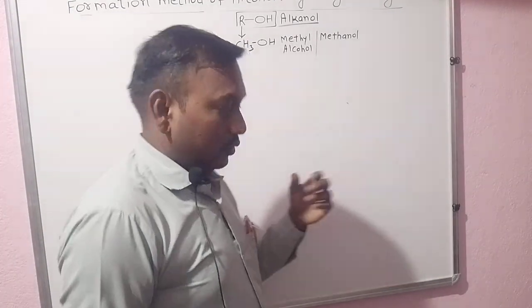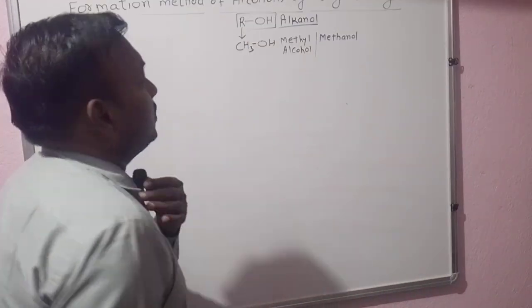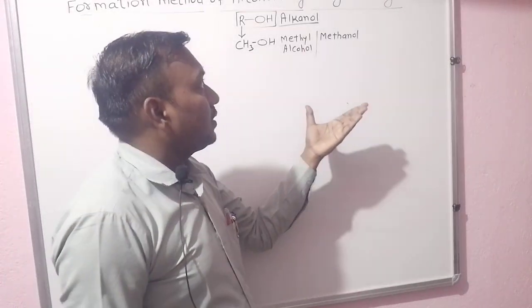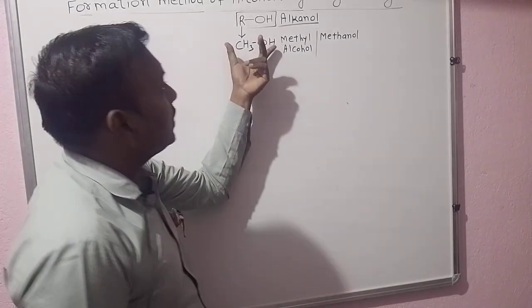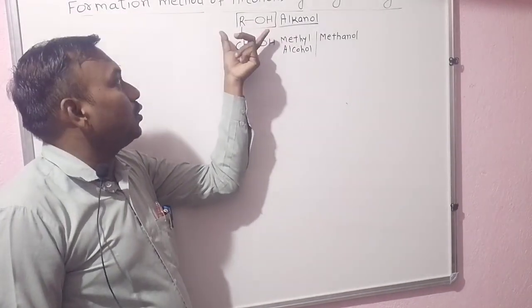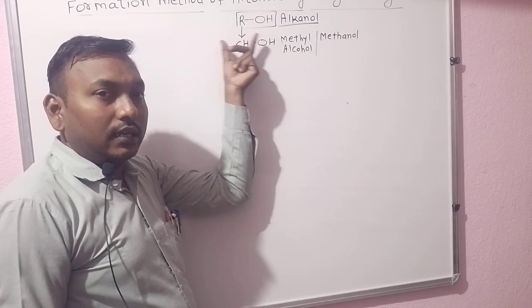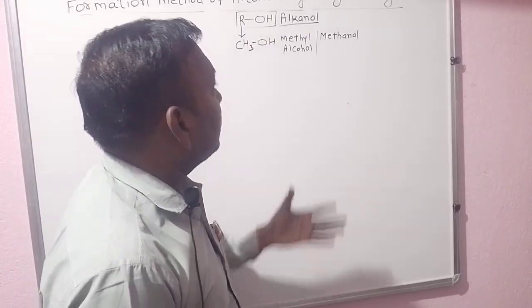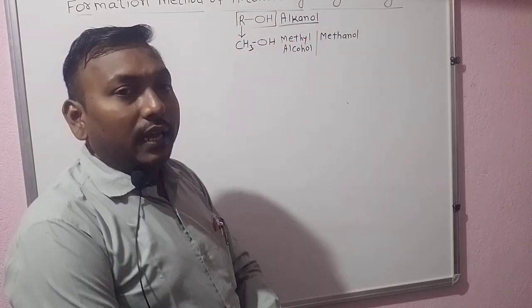Morning class. Today we will discuss the formation method of alcohols by Grignard reagent. First of all, we need to know what alcohol is. Alcohol means when an OH group is joined to any alkyl group, it forms alcohol. And its IUPAC name is alkanol.